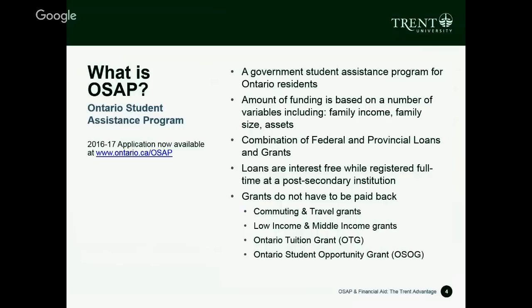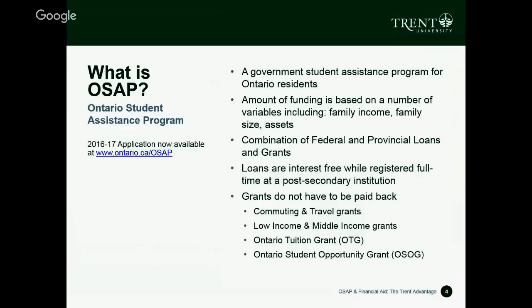So OSAP is a government student assistance program for Ontario residents. So for students who live in Ontario, this is the program that they're going to apply to. For students who live outside of Ontario, there will be a government assistance program from your home province, and that's the program that you would apply to. It will be something similar to OSAP.